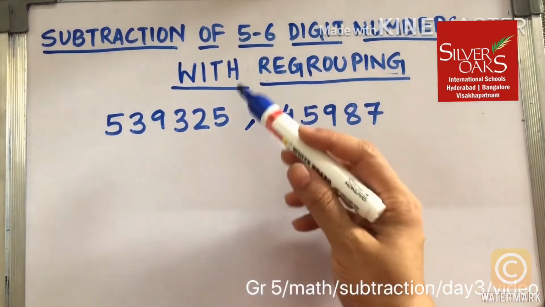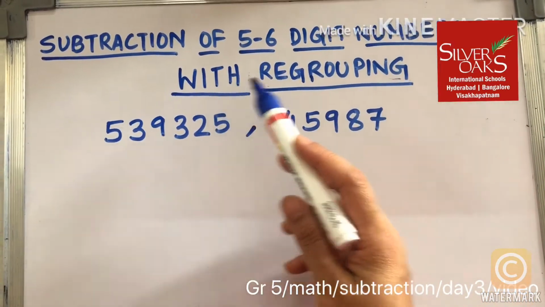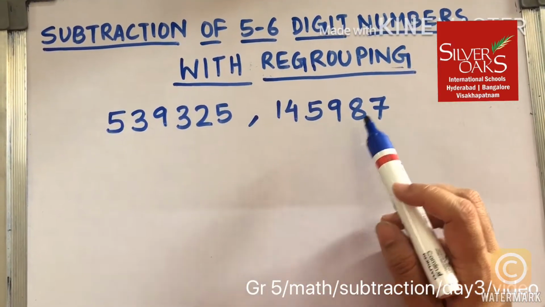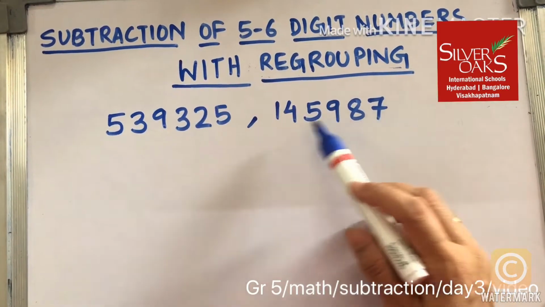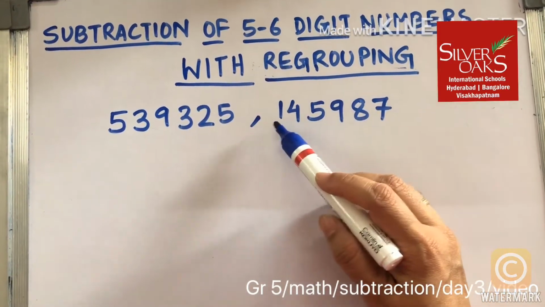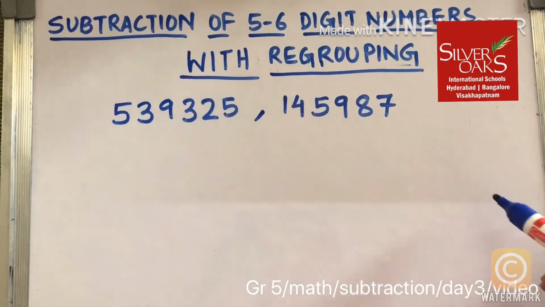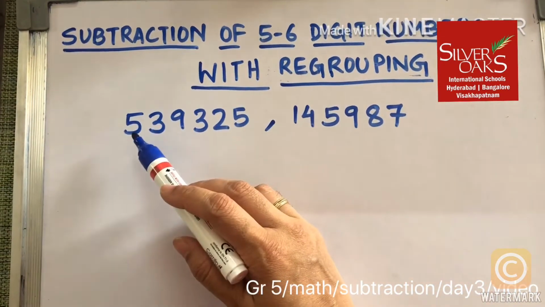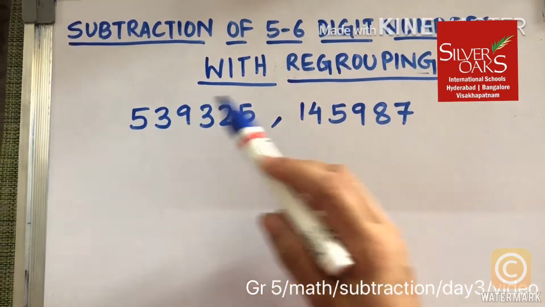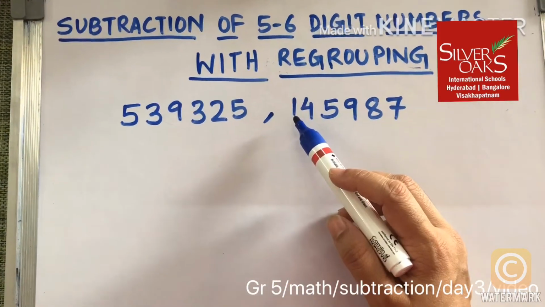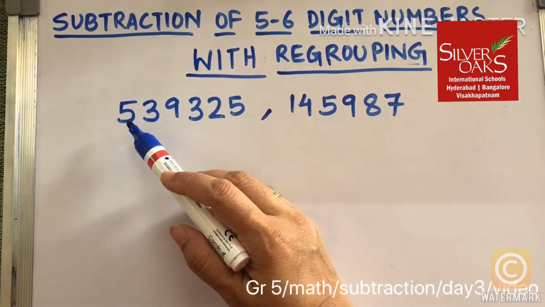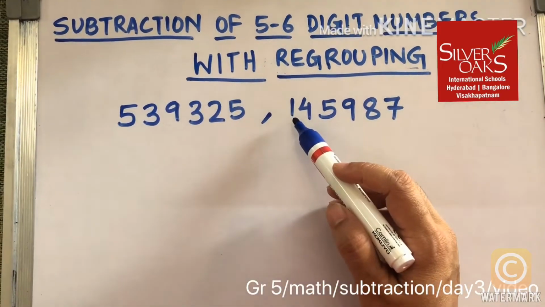Let's now look at the subtraction of 5 to 6 digit numbers with regrouping. I have here two numbers. This number has 6 digits and this number also has 6 digits. So which one is bigger? Let us start comparing from the left hand side. Here we have 5 and here we have 1. Obviously the place value of 5 is 5 lakhs and the place value of 1 is 1 lakh.